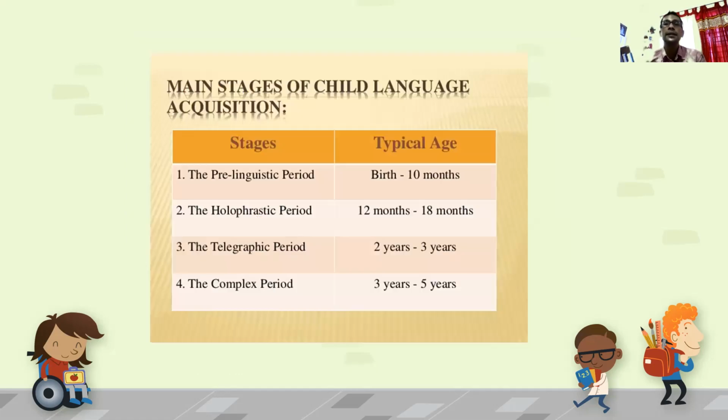Okay, it's a simple chart. The main stages of child language acquisition, which is your main concern and main focus. And you can see from here, there are 4 stages, as you all know. First one is the pre-linguistic period, which takes place just after the birth and goes until 10 months. Number 2, holophrastic period, which is called the one-word stage. It starts at 12 months and lasts for 1 year and a half, that is 18 months. Number 3, the telegraphic period, 2 to 3 years. And the last period, the complex period, which goes from 3 years to 5 years. So this is a very important chart or table that shows you what actually happens at each stage in child language development. Let us go to the next slide.